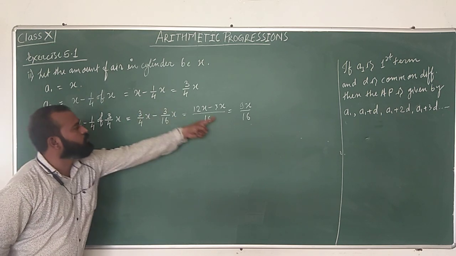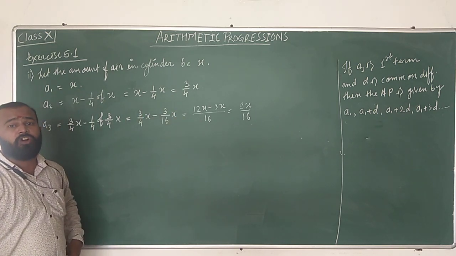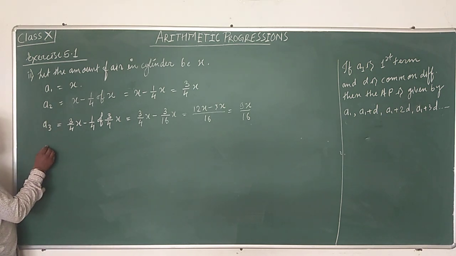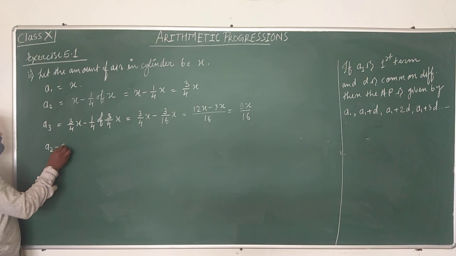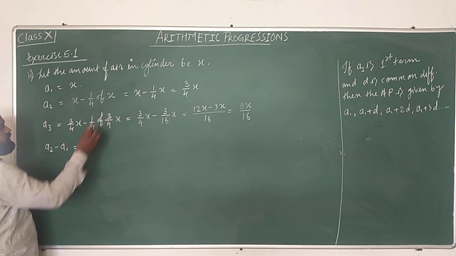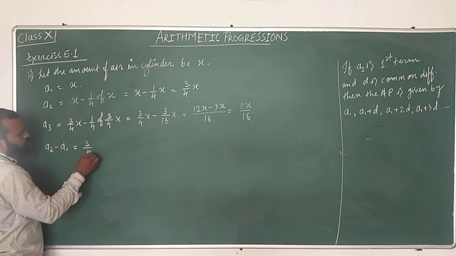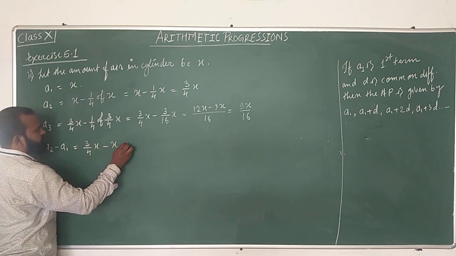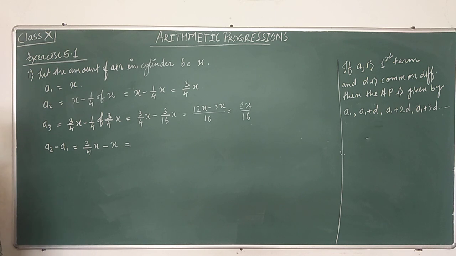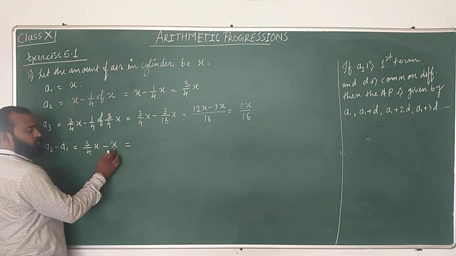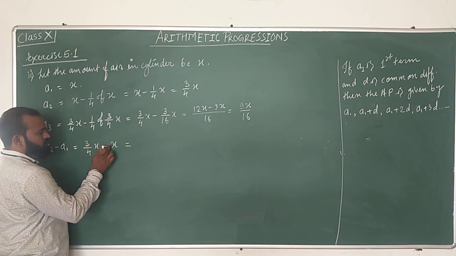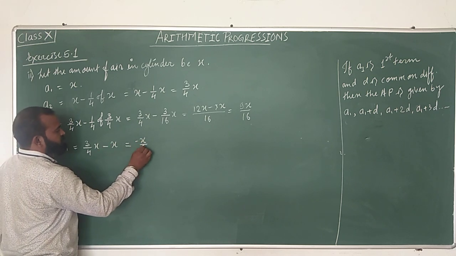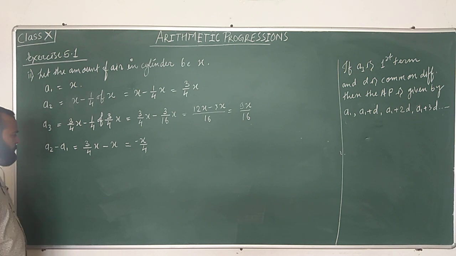A1, A2, A3. We will check whether the common difference comes same or not. So we will see first. Now A2 minus A1. What is A2? 3/4 of x minus A1 is x. करो A2 minus A1 क्या आएगा, 4 1 4, 3 minus 4 is minus x by 4.